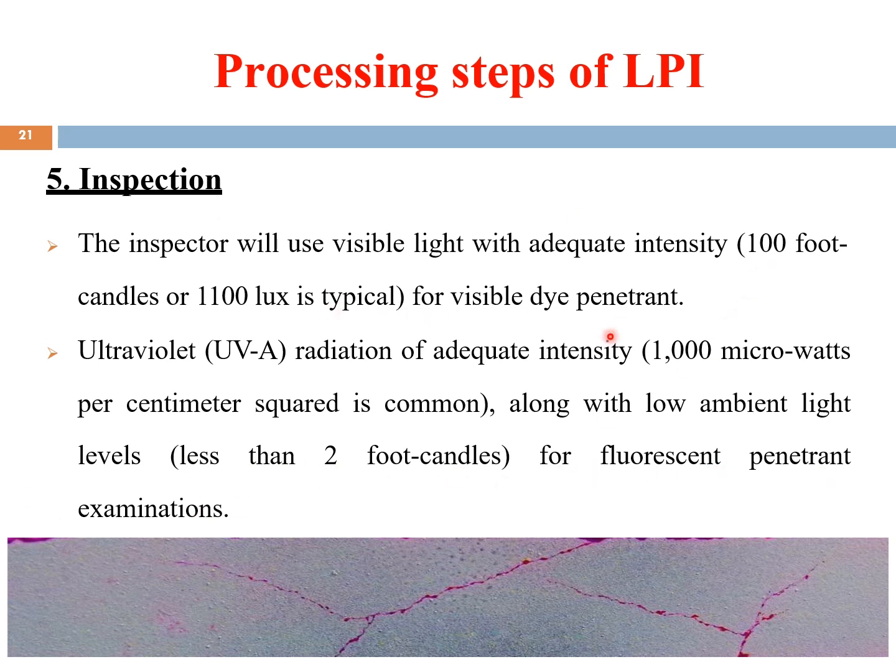So two types of light can be used for inspection. First one is visible light. The intensity is given here, 1100 lux, and ultraviolet radiation, UV light, along with low ambient light is to be used for fluorescent penetrant. So if the penetrant used is fluorescent, we go for a combination of UV and low ambient light. If it is a visible dye penetrant, that is, if it is visible using the human eye, then we can use visible light with a certain intensity.